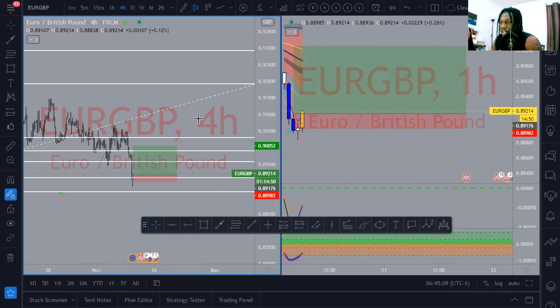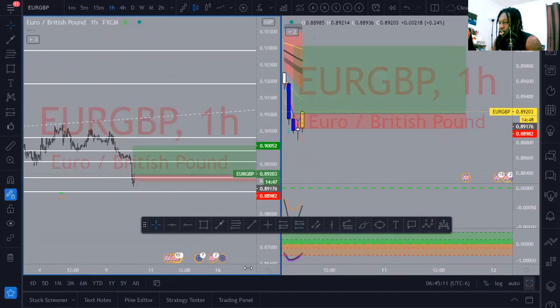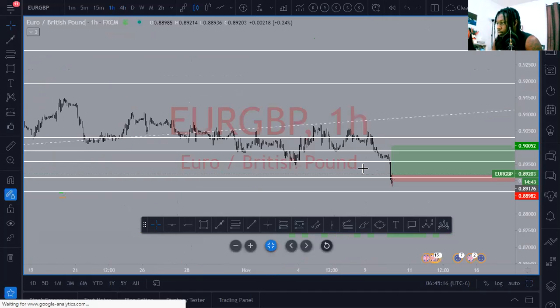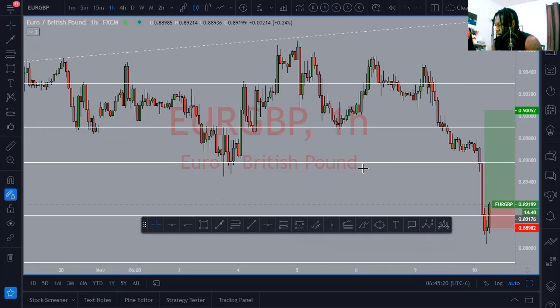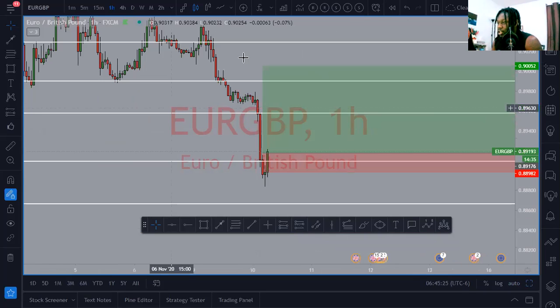So this is what it looks like on the naked charts. What time is it? 45. Cool, got time still. So this is what it looks like on the naked charts.